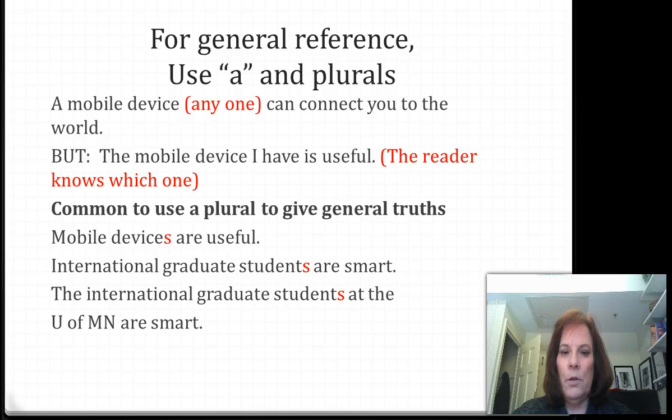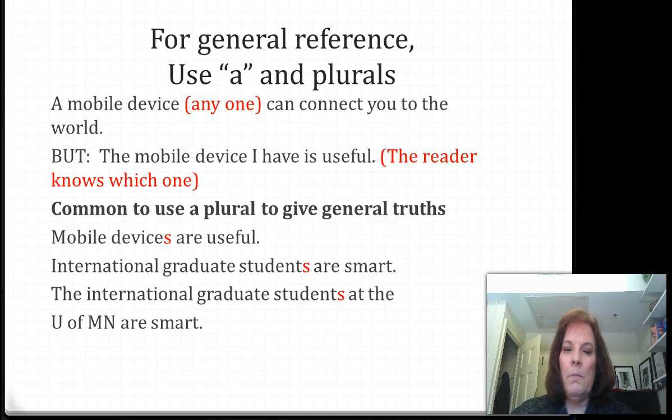It's common to use plurals also for general truths or general references. So for example, mobile devices, plural, are useful. Anyone's, all of them, doesn't matter which one, I'm just giving you a general truth or a generalization. Or international graduate students are smart. Which ones? Doesn't matter. All of them, any of them, are smart. But the international graduate students at the University of Minnesota are smart. Now you know which ones. It's not a general truth. It is about a certain group of students. Notice that, of course, you don't use a or an because it's plural. So we use nothing in this case.